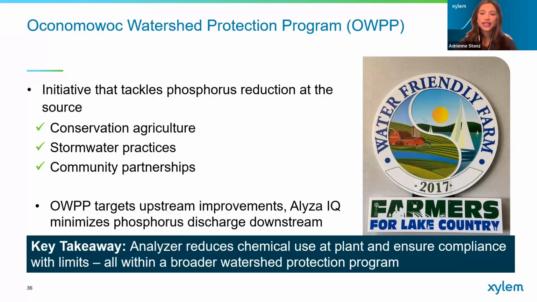So the key takeaway here is that Economilloc isn't just meeting permit limits, they're leading by example. By investing in real-time monitoring and automation at their plant, and by participating in upstream watershed initiatives, they're really tackling phosphorus pollution at every level.